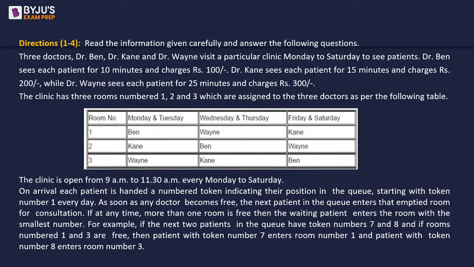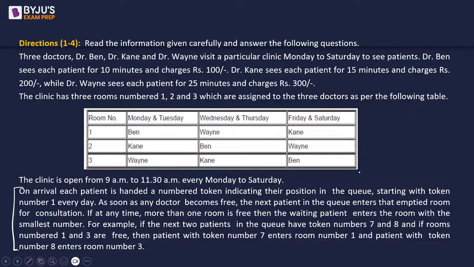Now, on arrival, each patient is handed a number token indicating their position in the queue, starting with token number 1 every day. So the first patient that visits the clinic is handed token number 1. As soon as any doctor becomes free, the next patient in the queue enters the empty room for consultation. This is obvious. Whenever a patient enters, he is given a token number, but he is not assigned a room. That patient will enter a particular room the moment that room's doctor is free. So the patients don't have any preference over the doctors.